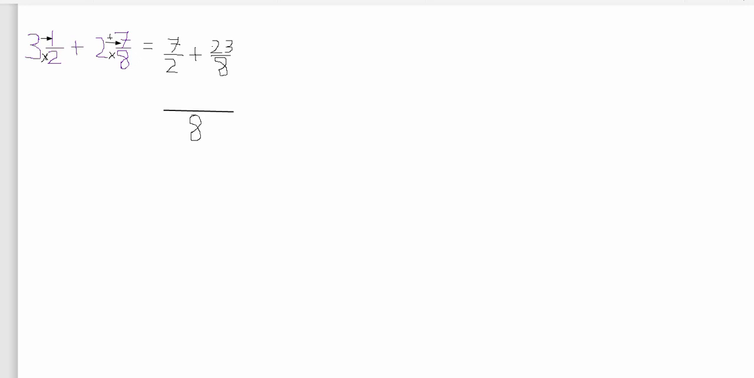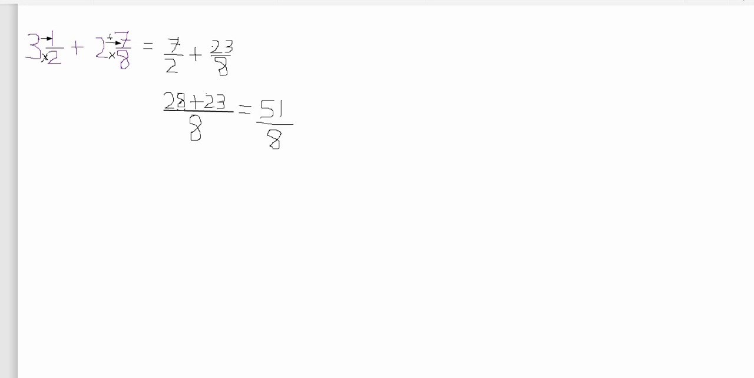We then find the LCM, which is 8. 2 divides into 8, 4 times. 4 times 7 equals 28. 8 divides into 8 equals 1. 1 times 23 gives back 23. We do 28 plus 23, and that equals 51. We bring it back over the same LCM, which is the 8.